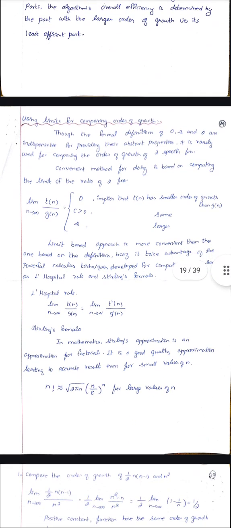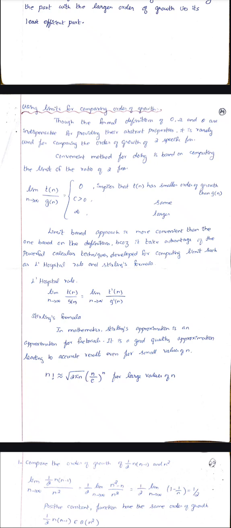Using limits for comparing order of growth. Though the formal definitions of big O, big omega, and big theta are indispensable for proving their abstract properties, they are rarely used for comparing the order of growth of two specific functions. A more convenient method is based on computing the limit of the ratio of two functions, that is, the limit as n goes to infinity of t(n) divided by g(n).